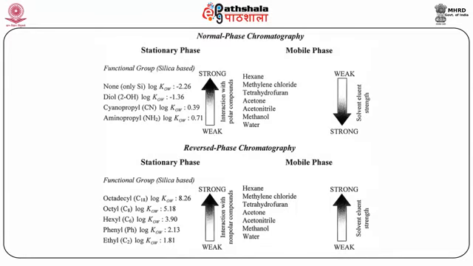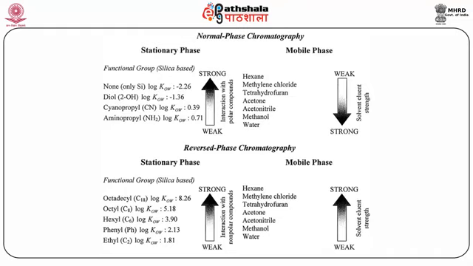This diagram shows a visual representation of the differences between normal phase chromatography and reverse phase chromatography. In normal phase chromatography, in the upper panel, you can see that the stationary phase consists of plain silica or silica which is modified by cyanopropyl or aminopropyl groups.